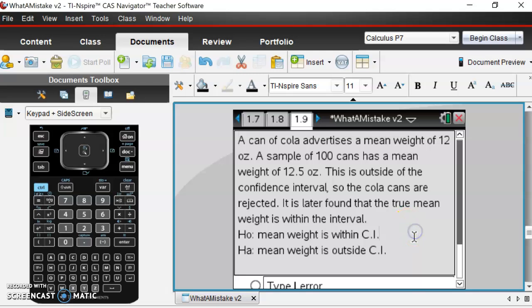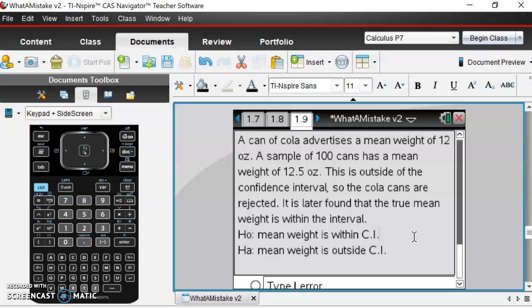Next one. A can of cola measures a mean weight of 12 ounces. A sample of 100 cans has a mean weight of 12.5 ounces, so obviously bigger. This is outside the confidence interval. So assuming it's a 95% confidence interval, it's outside of that. In fact, it's on the higher end. So if you think about a bell curve, 95%, there's 5% on the two tails, which means that it's in the 2.5% on the high end side, that's half of 5%, so 2.5%. So the p-value has to be 2.5% or lower. Well, under normal conditions, we would reject the null in that situation.